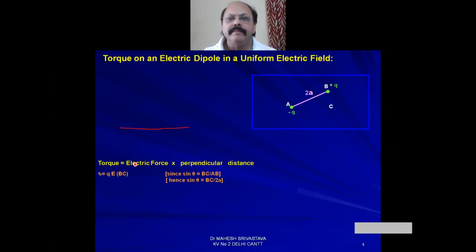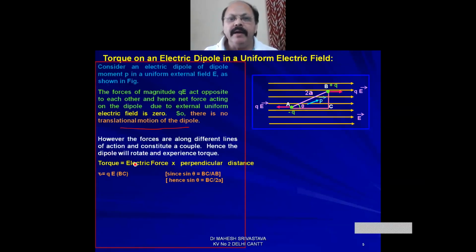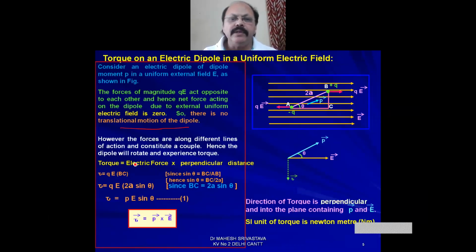11th, torque equals force multiplied by perpendicular distance. So here torque equals electric force multiplied by perpendicular distance, that is tau equals qE, either force, and perpendicular distance BC. You can see that either you take this force on the plus q charge or on the minus q charge, BC is always the perpendicular distance for these two forces.